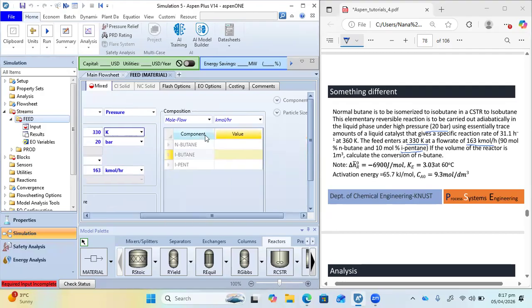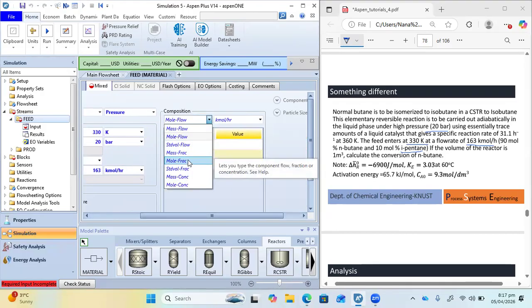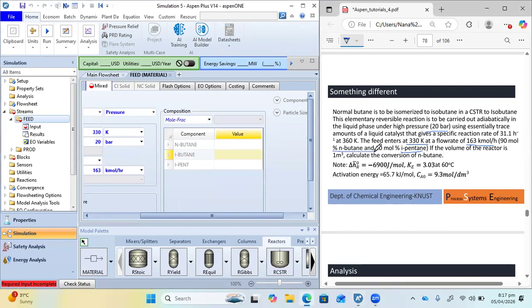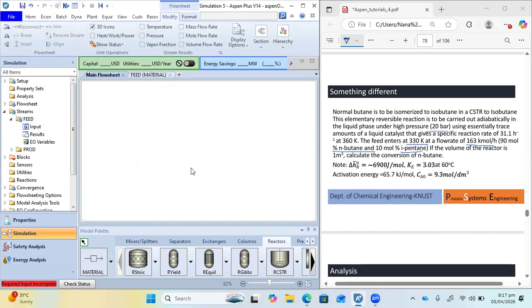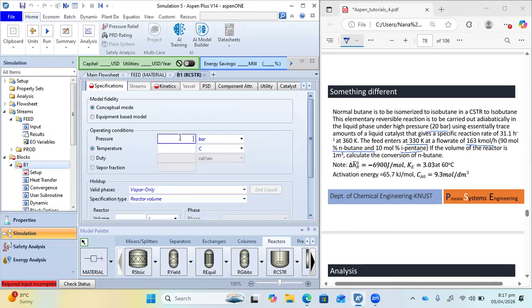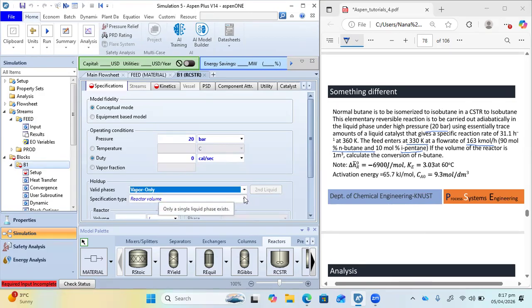Then for the mole fractions, we'll change this to mole fraction. We have 90% N-butane, 10% I-pentane. So N-butane will be 0.9, I-pentane will be 0.1, right? So we are fine with that. Then for the reactor, we have our pressure to be 20 bar. It's adiabatic, so the duty is 0. And as I mentioned at the beginning, it's a liquid phase reaction, which means you need to change the valid phases here to liquid only.